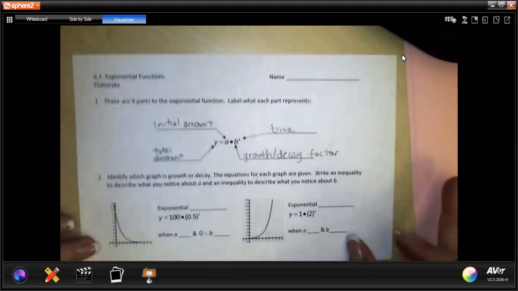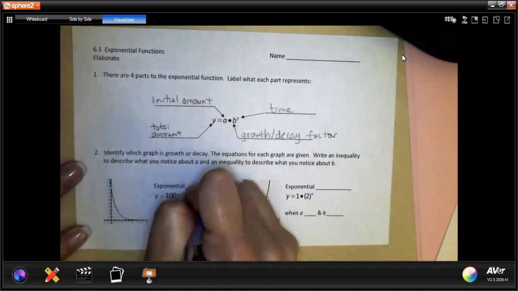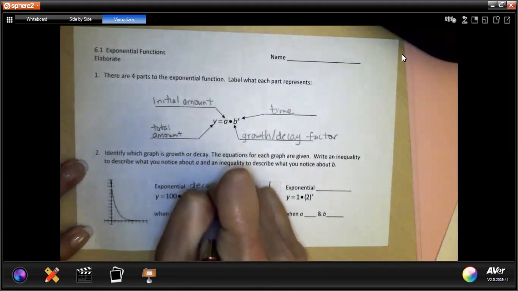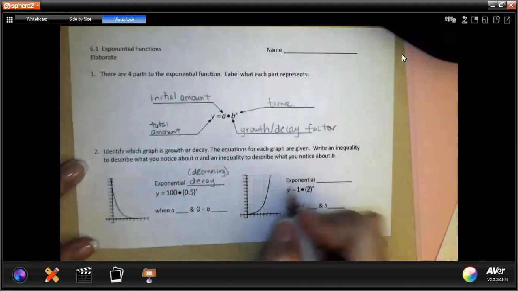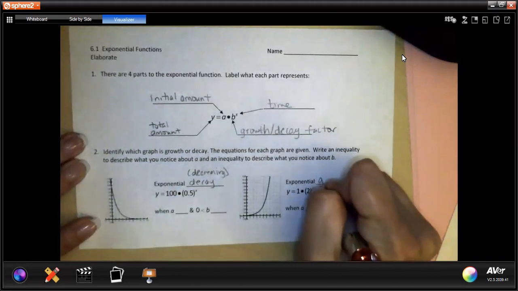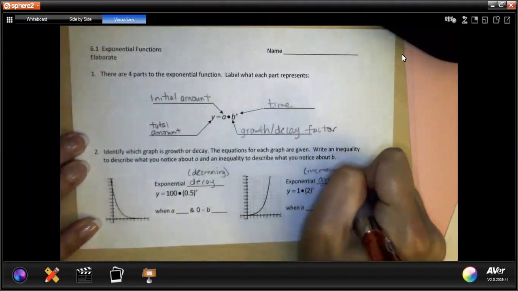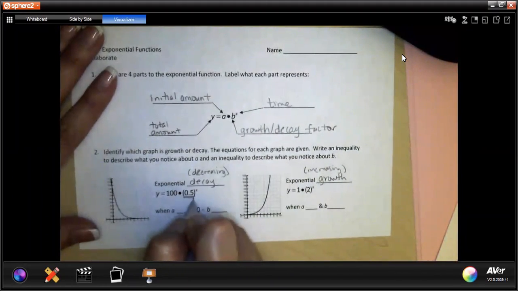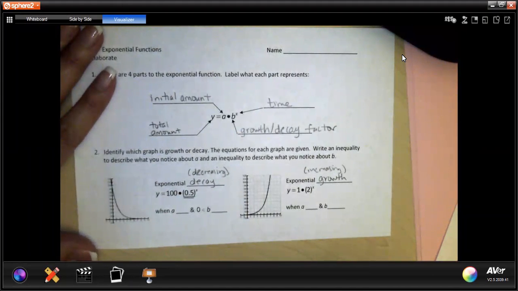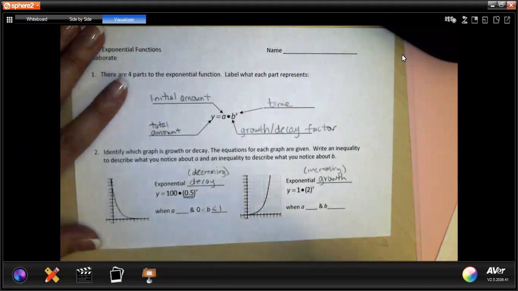You should be able to identify now if it's going to be a growth or decay. This right here, it is decreasing, so this is exponential decay. And then this right here is an exponential growth. It is increasing. Again, what tells us that is the number that is being raised to the x power. So when your b value is between 0 and 1, it is going to be a decay. When your b value is greater than 1, it is going to be a growth.